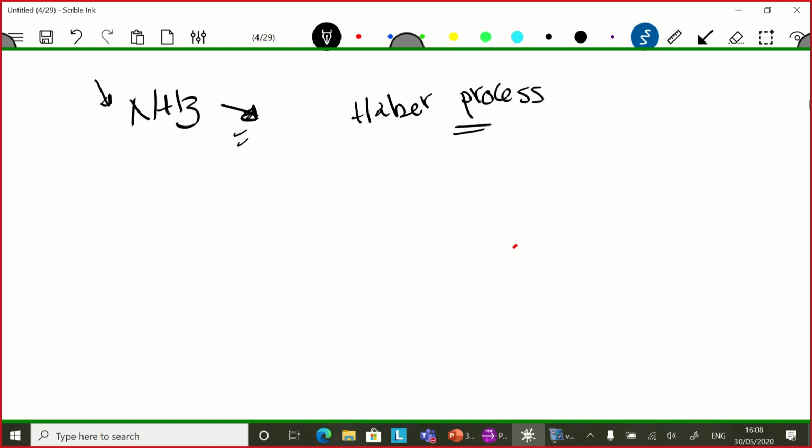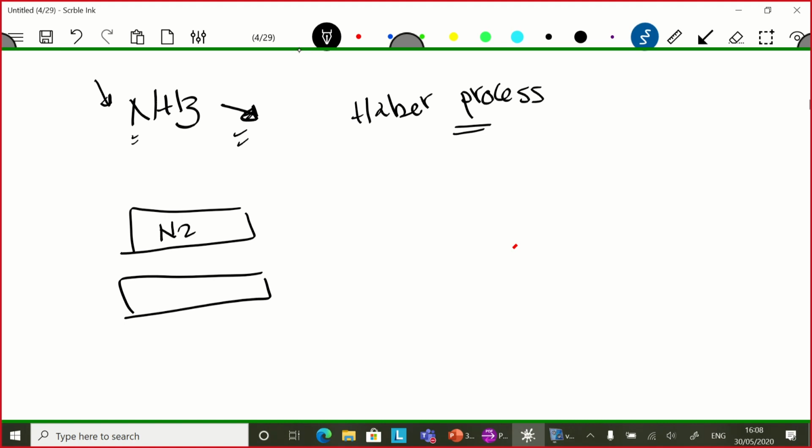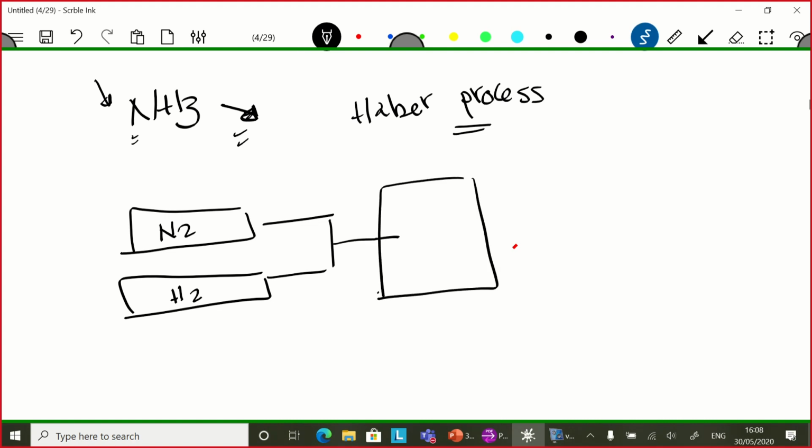In this process, how we manufacture ammonia, we bring a container or a cylinder that contains nitrogen. Then we have a container or a cylinder that contains hydrogen. And then we feed these two into a big container. So both of them are fed here, and in this container they pass over an iron catalyst. There's an iron catalyst here, where they pass over.